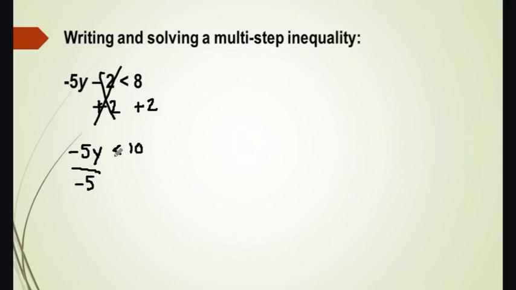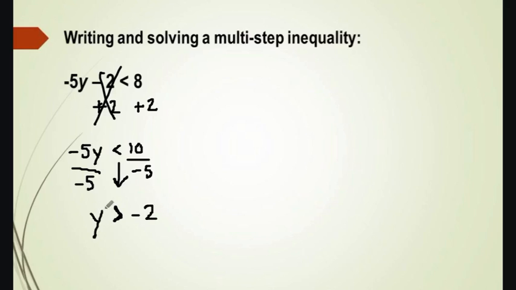And I know just by saying that, since I'm dividing by a negative value, my inequality symbol is going to change. So I'm just going to drop that down now. It's going to change to be greater than. And 10 divided by negative 5 is equal to negative 2.